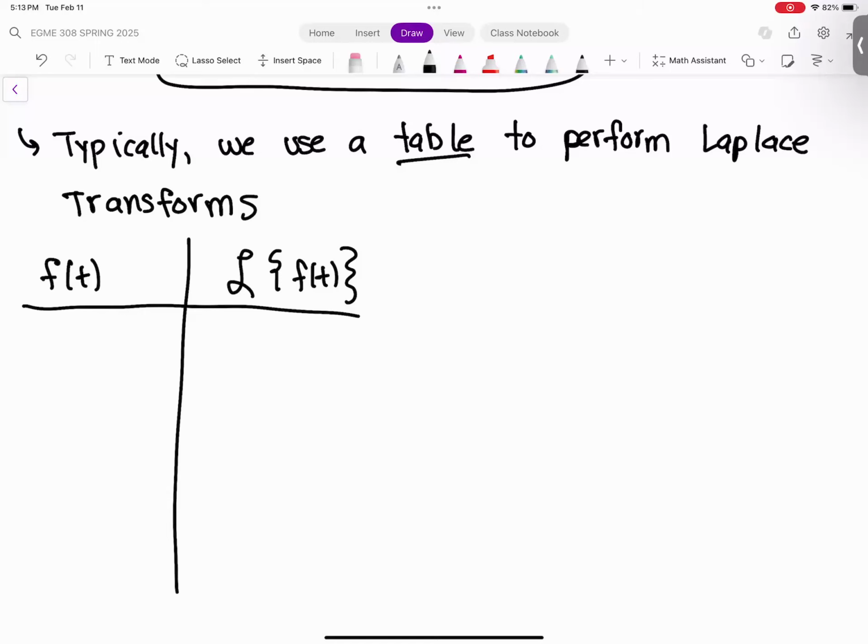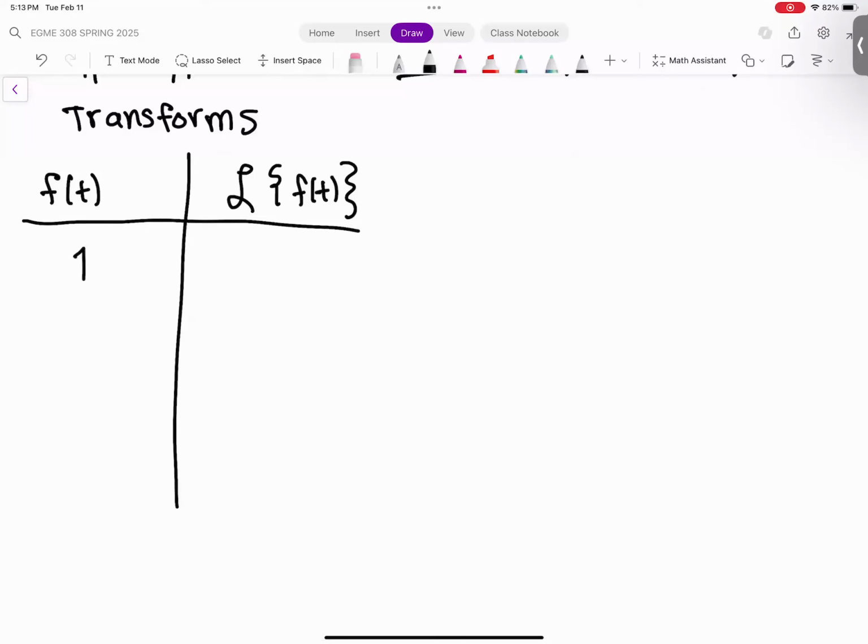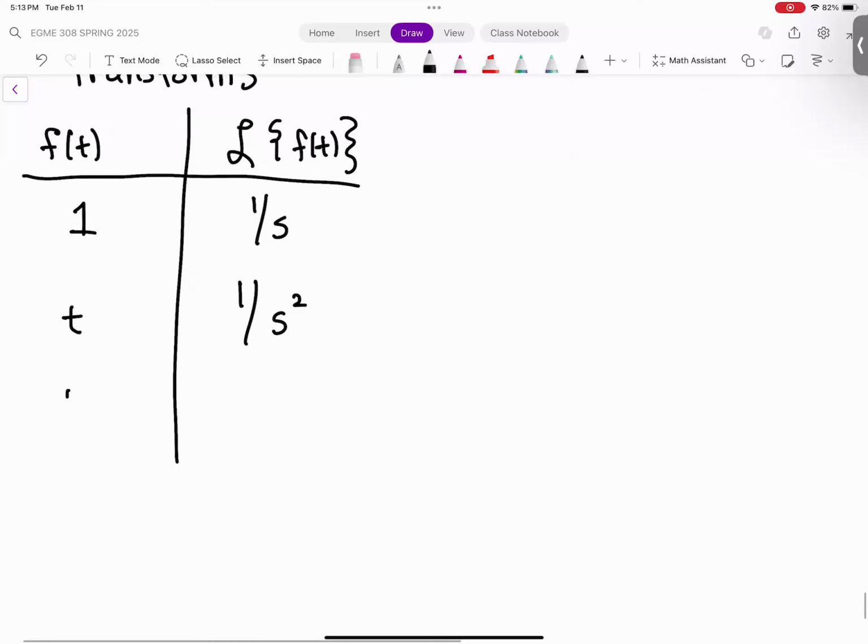Okay. So for example, we did the Laplace transform of the function 1. The Laplace transform for that is 1 over s. We also did the Laplace transform of t. The Laplace transform of that is 1 over s squared. We also have t squared. So t squared is 2 over s cubed.